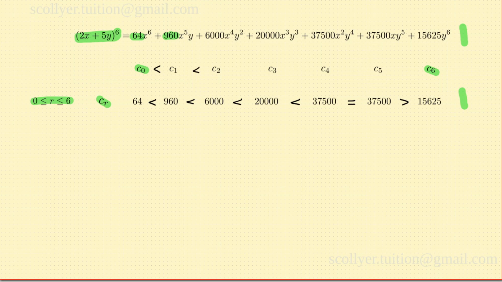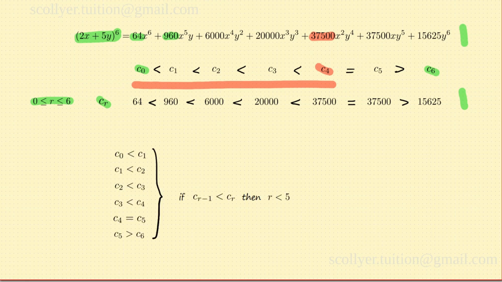In terms of the names of the coefficients, c sub 0 is less than c sub 1, c sub 1 is less than c sub 2, c sub 2 less than c sub 3, c sub 3 less than c sub 4, c sub 4 equal to c sub 5, c sub 5 greater than c sub 6. So here we have a sequence of increasing coefficients. The coefficients increase from c sub 0 to c sub 4, and that tells us that c sub 4 is the largest coefficient. Its value is 37,500. We need a process that tells us when that sequence of coefficients stops increasing, since the largest coefficient will occur at the end of a run of increasing coefficients.